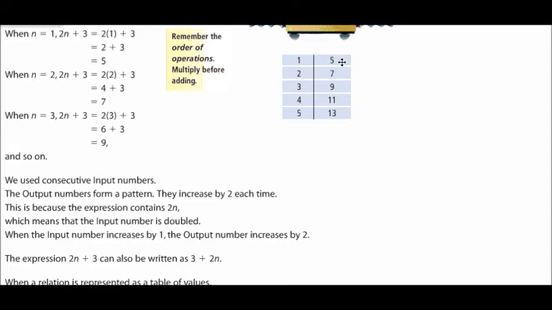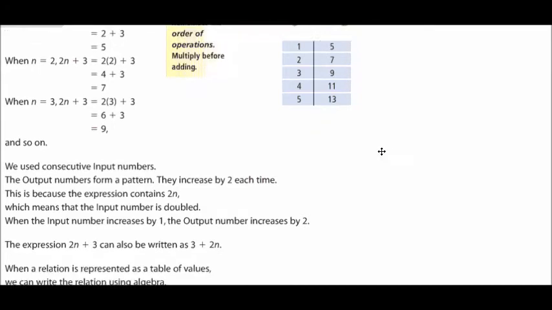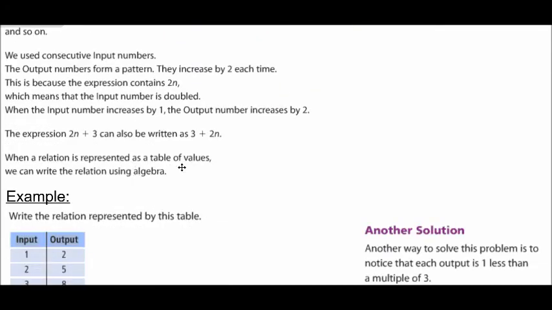So 5 plus 2 is 7, and 7 plus 2 is 9, and 9 plus 2 is 11, and 11 plus 2 is 13. So when we have this, it shows us that we can actually write this as an expression, and we have that 2n plus 3, and it has that pattern in there. So these patterns are important when we are talking about expressions because they do tell us different things about them. When a relation is represented as a table of values, we can write the expression or the relation using algebra.